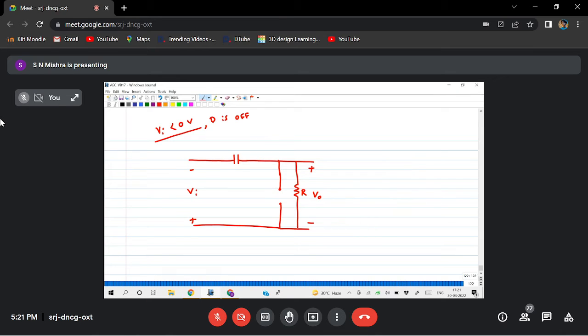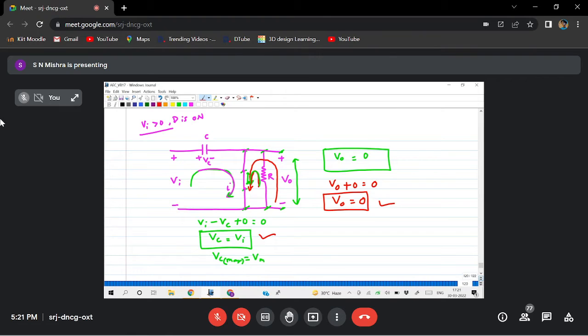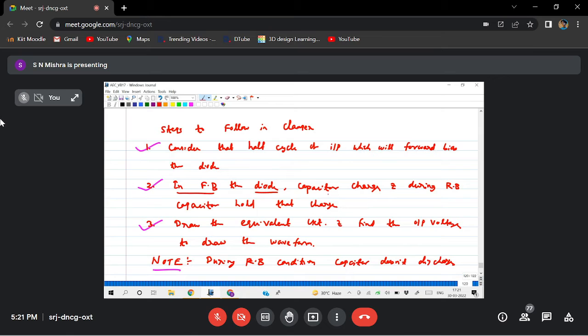Now what I'll put across the capacitor, you go to the second point here. In the forward bias of the diode, the capacitor charges, and during reverse bias, the capacitor holds that charge. Note, during the reverse bias condition, the capacitor does not discharge. Whatever voltage is captured by the capacitor, in the negative half cycle or when the diode is off, the capacitor will not discharge. Means it will discharge, but we assume the time constant is very large, so it discharges slowly, and the voltage is not decreasing as such.